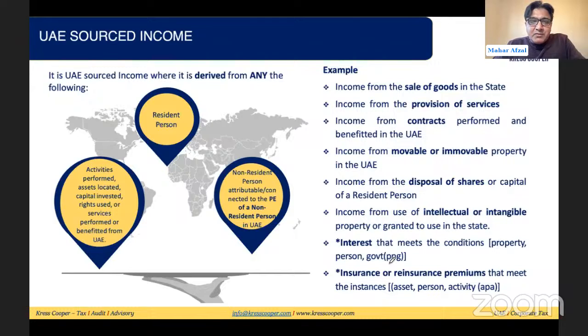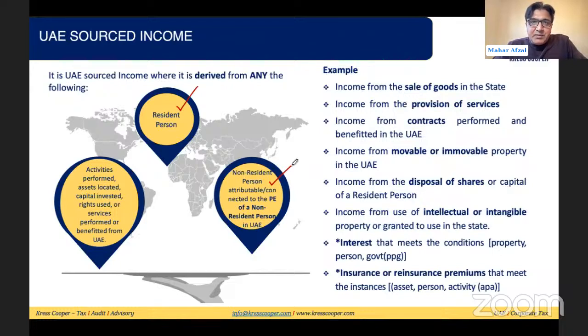What is UAE sourced income? The income that is being generated from the resident person, that is UAE sourced income. Income that is related to the PE of the non-resident person, that is the UAE sourced income. Any activities, if these activities are being performed in the UAE, this is called the UAE sourced income.